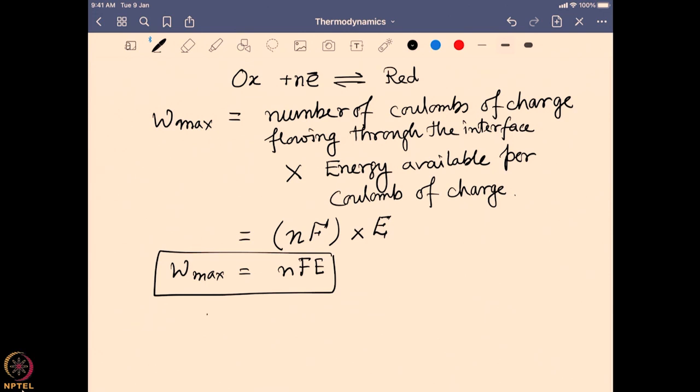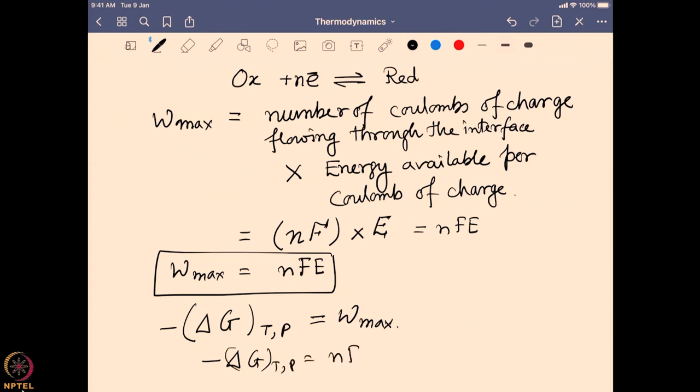And now we have already described that minus delta G at constant temperature and pressure is equal to W max, the maximum work possible without the expansion work. And over there, the maximum non-expansion work possible for the electrochemical cell is nFE. So now we can combine them together and say minus delta G at constant T and P is equal to nFE. And this gives us the famous equation delta G is equal to minus nFE.